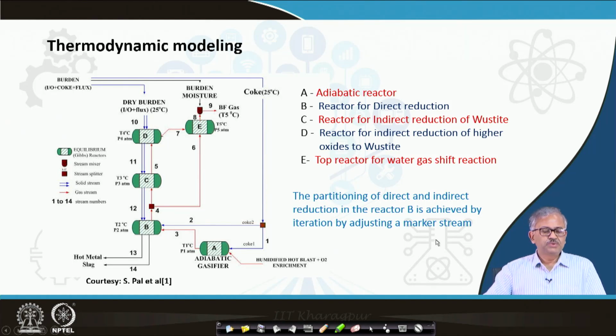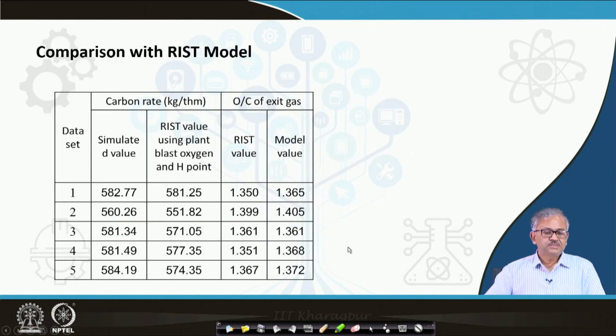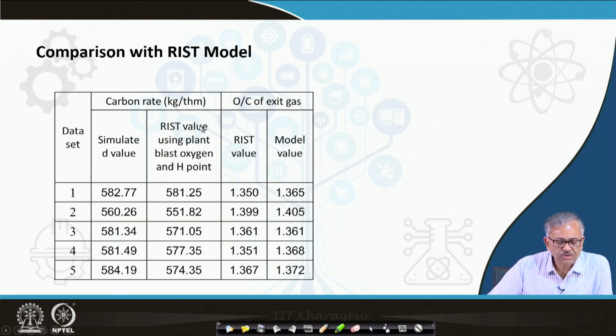So, this is a simple thermodynamic model, and it can be further complicated, but it is based on the work of Swayam Prabha and his MTech thesis at IIT Kharagpur, and the comparison with the RIST model you can find, there is the simulated value of the coke rate and the RIST diagram value also. From this diagram, if you know the oxygen blast, and also if you know the thermal pinch point in the RIST diagram, you can calculate the coke rate. This is the coke rate and the simulated value is there, and for different data sets you can find this, and there is quite a match between these two.